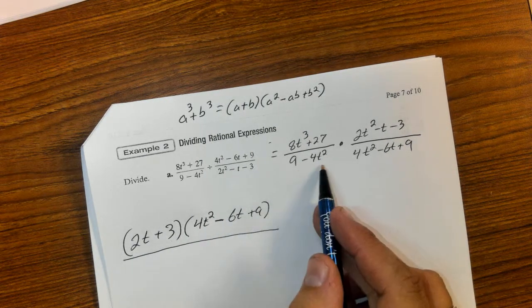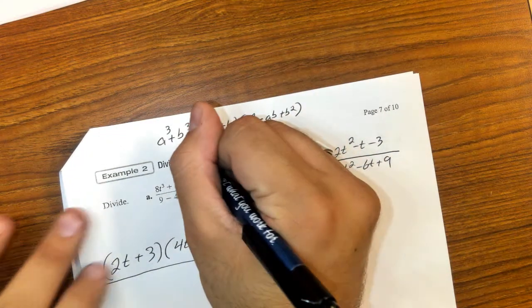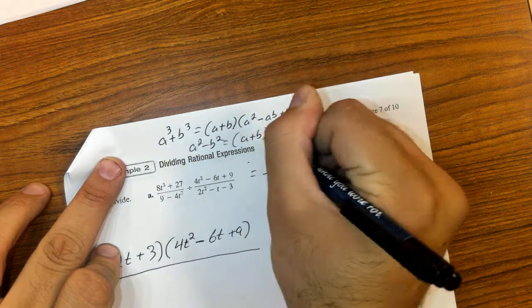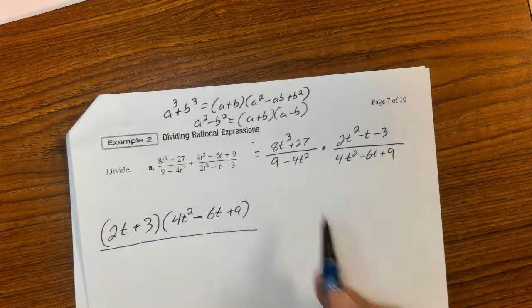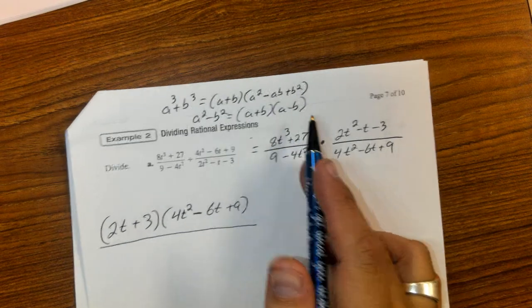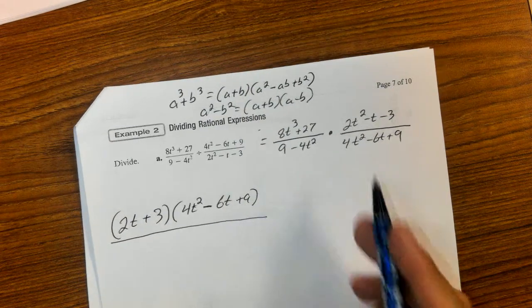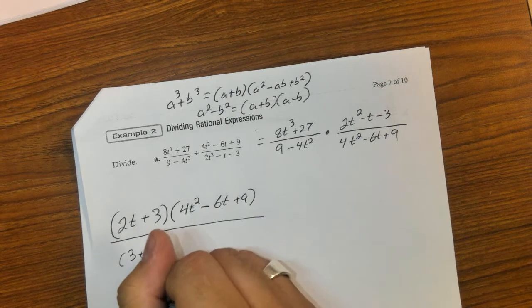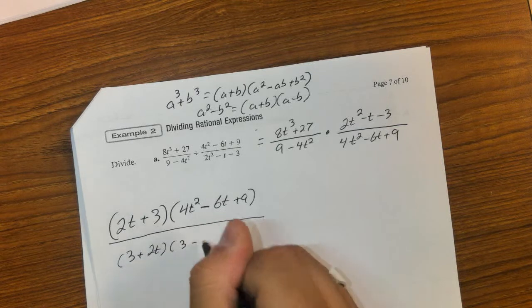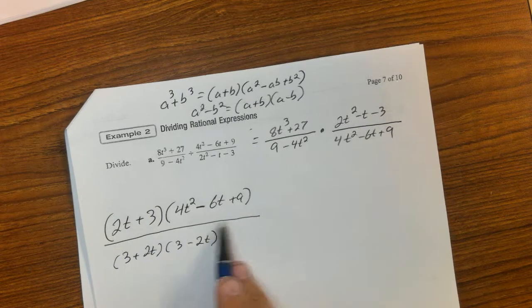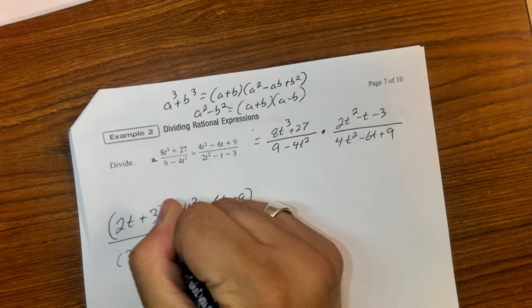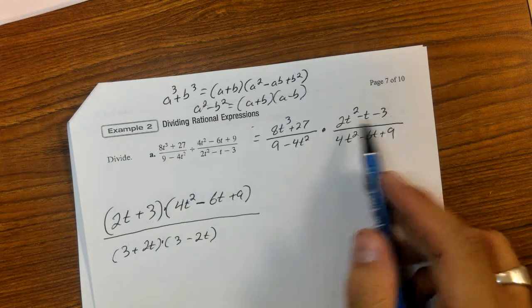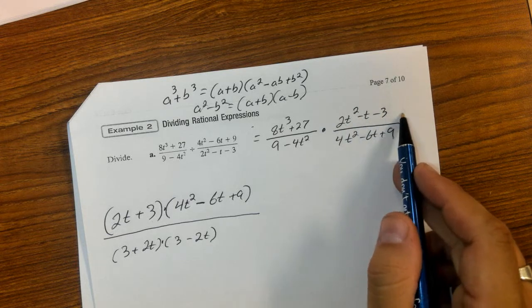So that's a difference of squares. Let's go ahead and put that one up here too. A squared minus b squared factors to its conjugates, a plus b times a minus b. That's something you need to commit to memory. So 9 minus 4t squared is going to factor to 3 plus 2t times 3 minus 2t. And that takes care of, and I do want to emphasize, factoring the numerator and the denominator. Now we have the numerator 2t squared minus t minus 3.